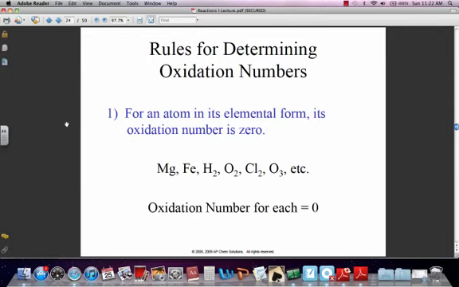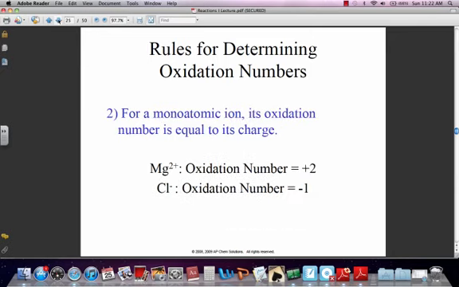Here are the rules for determining oxidation numbers. For an atom in its elemental form, like this one right here, the oxidation number is 0. It has no charge. Nice and easy. For a monatomic ion, its oxidation number is equal to its normal charge that you guys learned last year. So magnesium +2, its oxidation number is +2. Chlorine -1, -1.